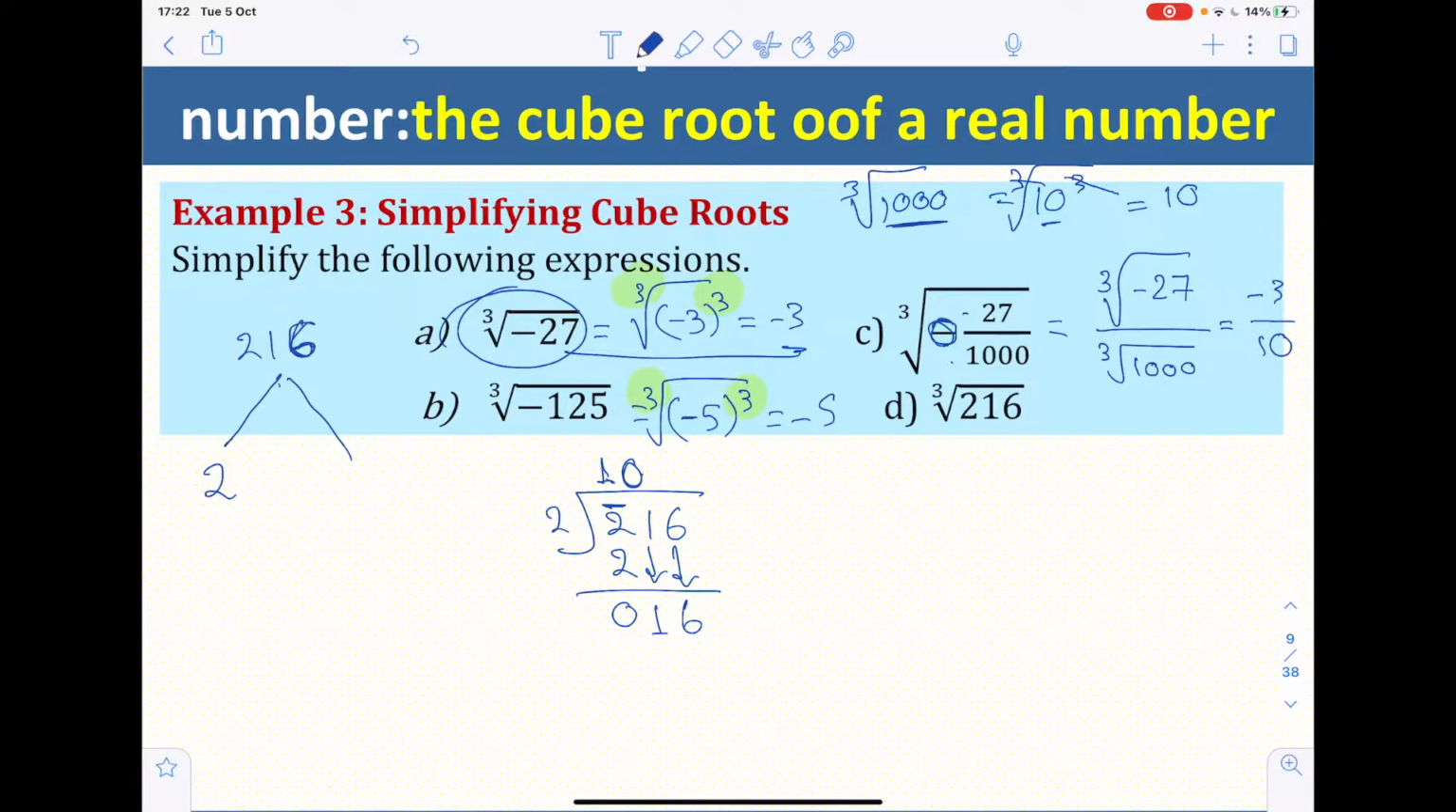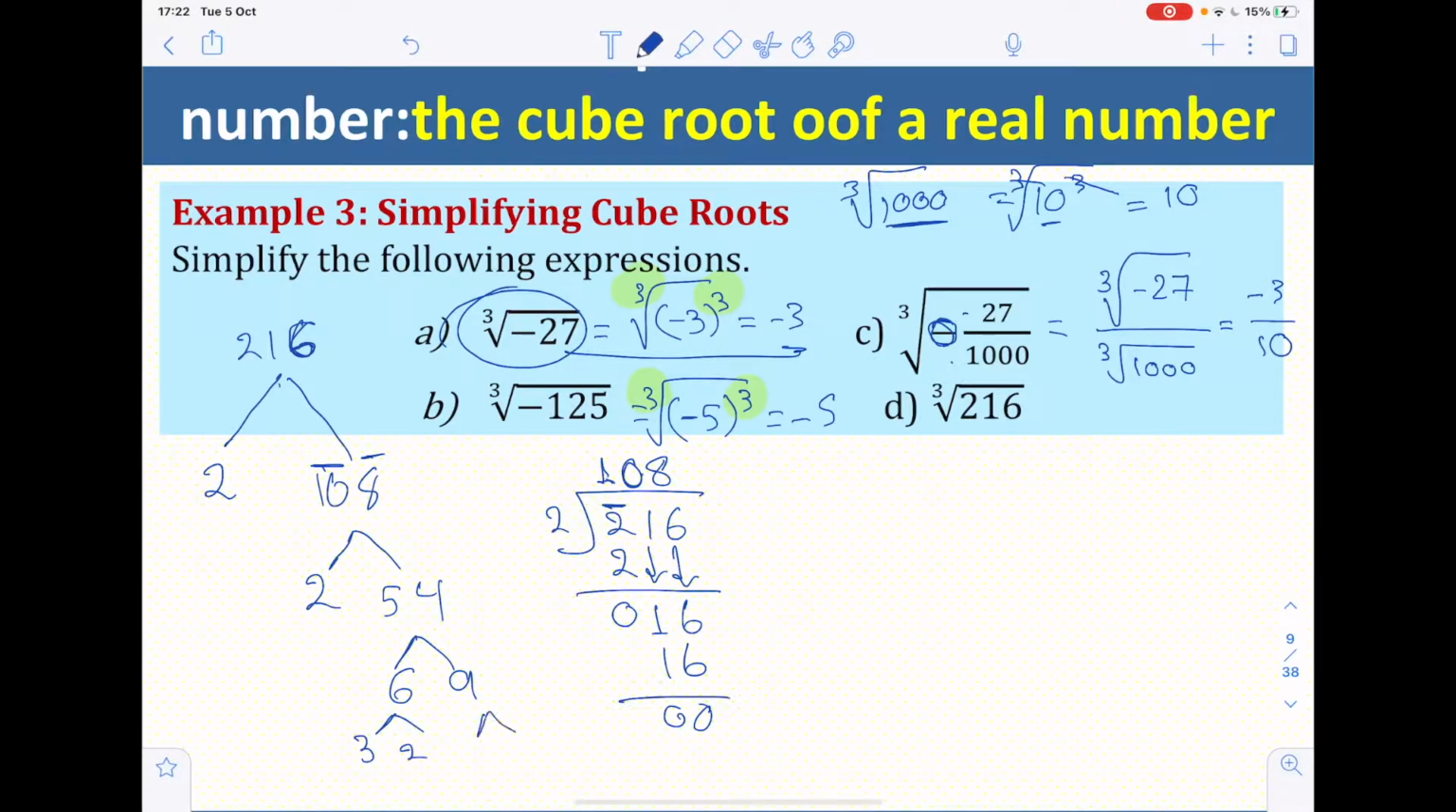Now I divide 16 by 2, which is 8. So the answer is 108. Now 108 is also divisible by 2 because it is an even number. 10 divided by 2 is 5, 8 divided by 2 is 4. 54, from the times table, you can see that it is 6 times 9, and 6 is 3 times 2, and 9 is 3 times 3. So the prime factorization of 216 is 2 to the power 3 times 3 to the power 3.